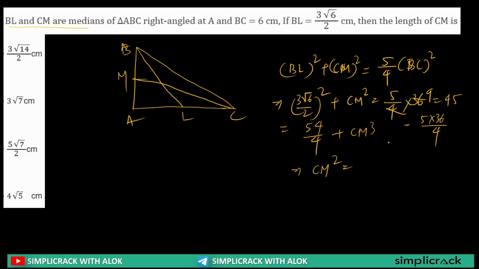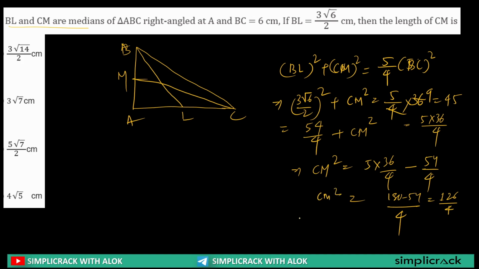So cm square will be 5 into 36 by 4 minus 54 by 4. 4 will take out, it is 5 into 36, which is equal to 180. 180 minus 54 is equal to 126 by 4. Okay, so cm square is this much.